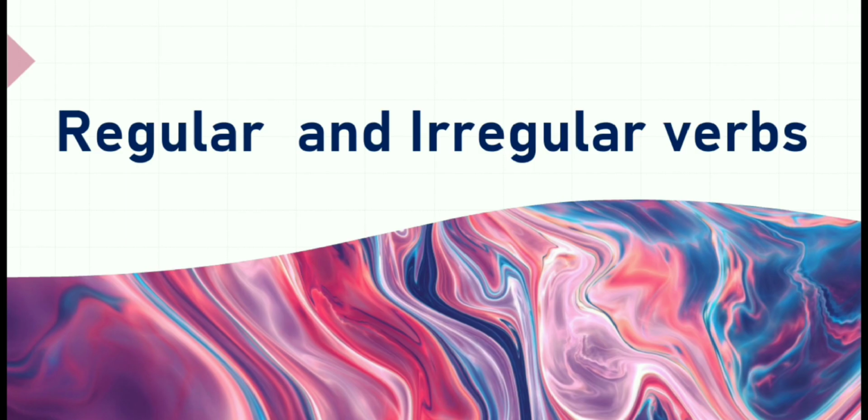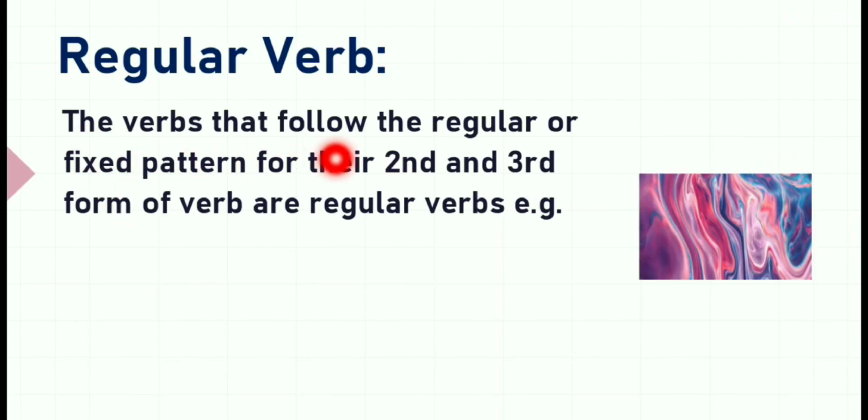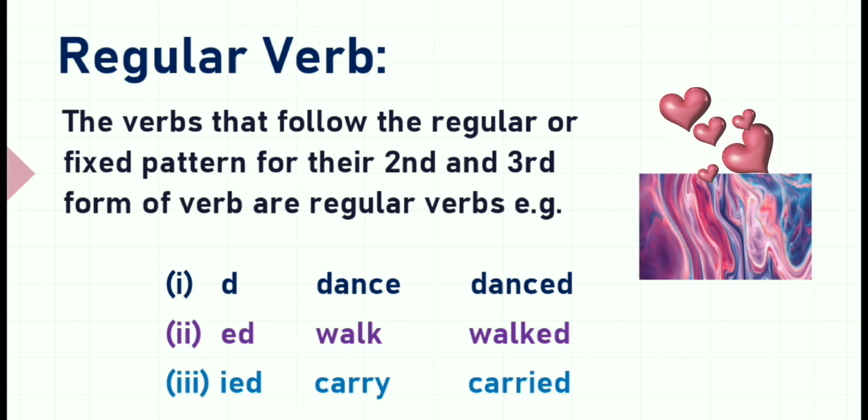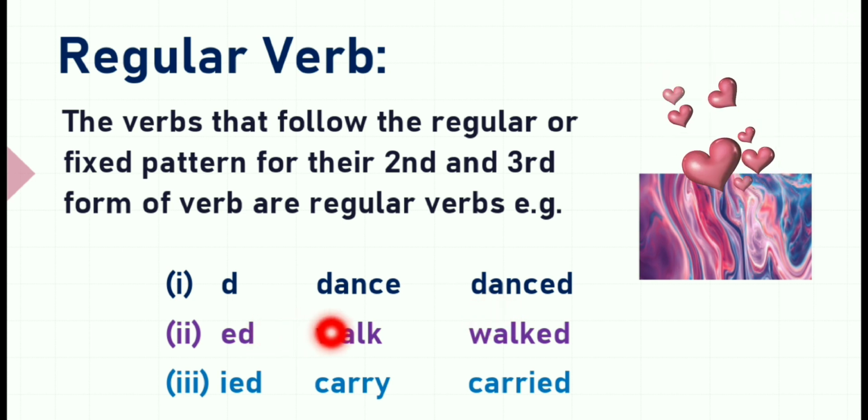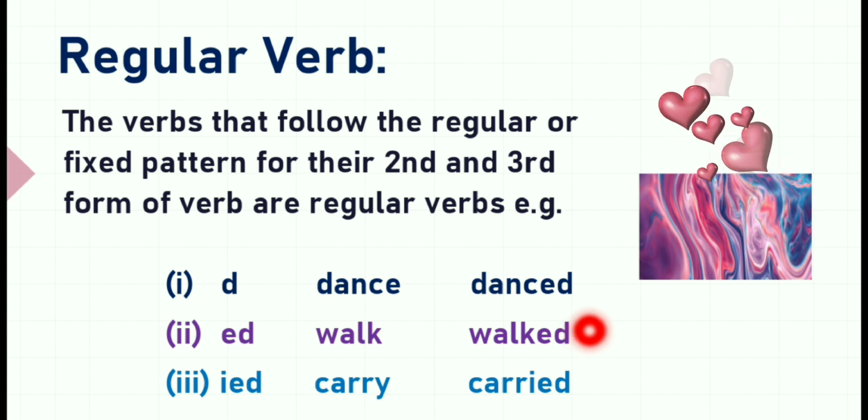On the basis of forms, verbs are divided into two categories: regular and irregular verbs. Regular verbs are the verbs that follow a regular or fixed pattern for their second and third forms. For example, verbs that follow D, like dance, become danced, danced for the second and third form. Then ed, like walk, becomes walked, walked. And ied, carry becomes carried, carried. So these are our regular verbs that follow d, ed or ied for their second and third form.